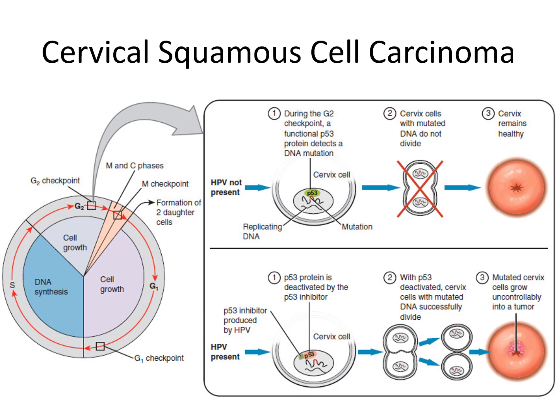So the G2 checkpoint fails in cervical squamous cell carcinoma, which is actually another good one. Remember we talked about cervix, that's where it's located. The squamous cell is the cell that is abnormal, and carcinoma means it's of epithelial origin.